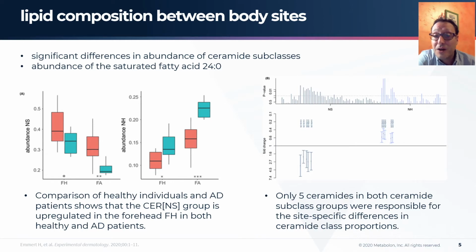In the graph on the right, you will appreciate the differential abundance of the single ceramides of the ceramide NS and ceramide NH subclass in healthy controls and patients with atopic dermatitis at forehead compared to the arm. The fold change is shown by ceramides with a significant false discovery rate, and only 5 ceramides in both ceramide subclass groups were responsible for the site-specific differences in ceramide class proportions.